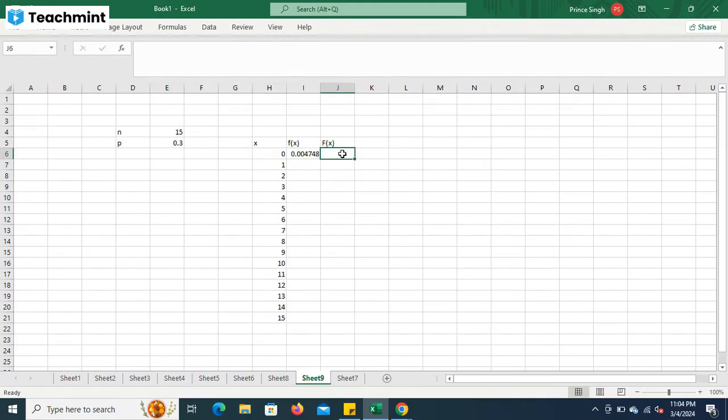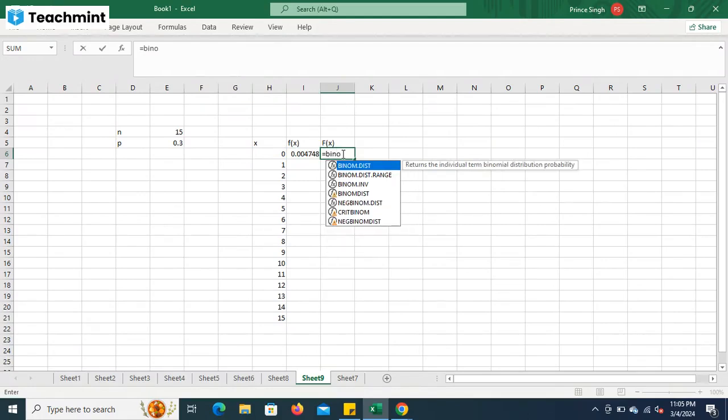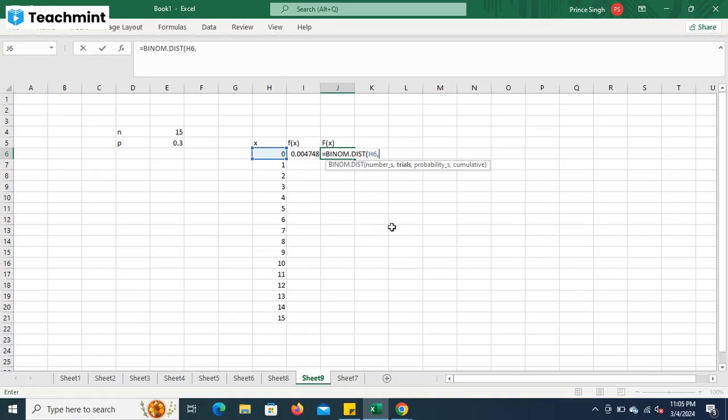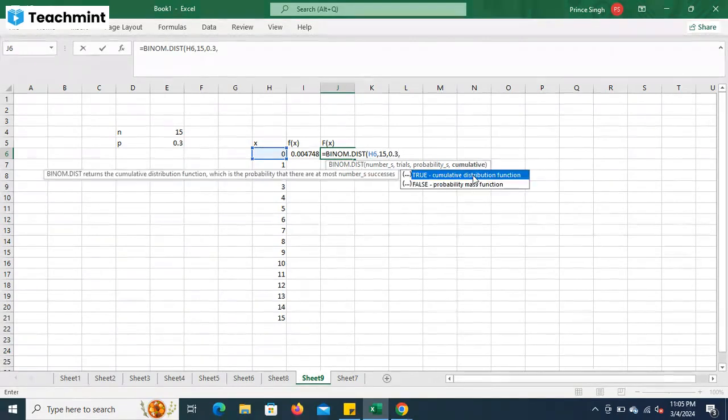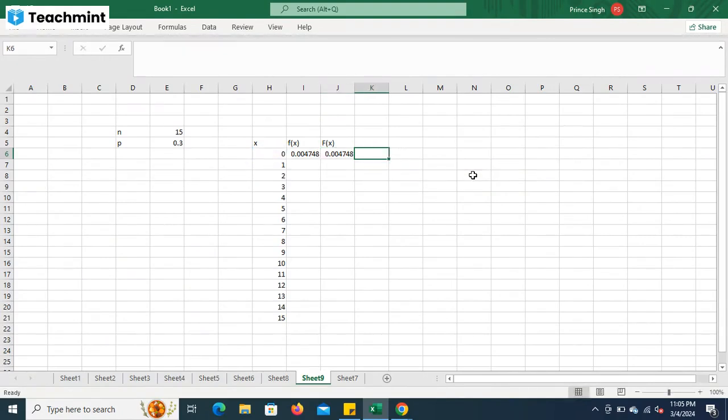And if I need to calculate the cumulative distribution function, then I'm going to use the same command of binomial distribution. When I select this, firstly, the number of successes, that is 0 only. The number of trials is 15. The probability of success is 0.3. And now I'm going to calculate the cumulative distribution function. For that, we are going to use the command TRUE. We need to type TRUE here for the cumulative probability distribution function, right? So for 0 successes, it will remain the same.